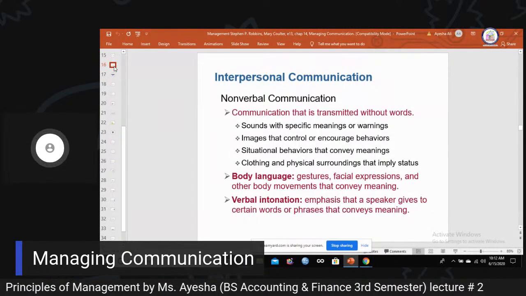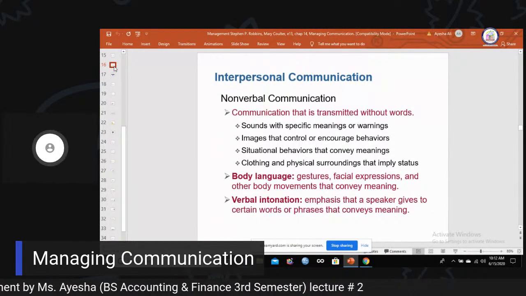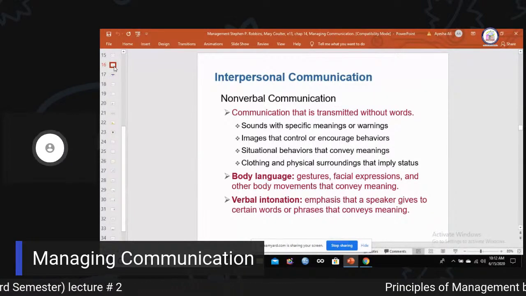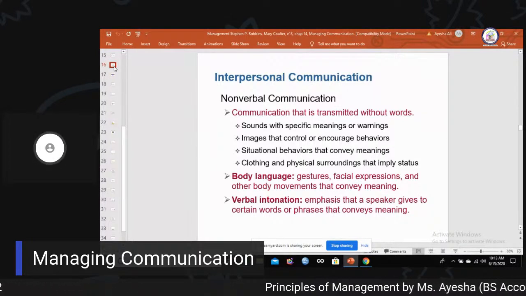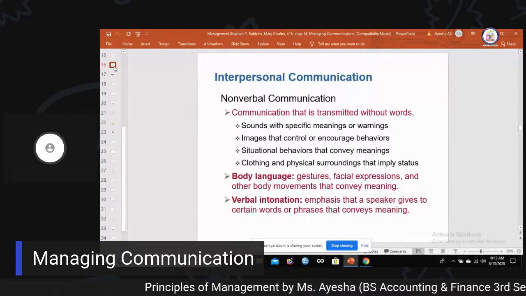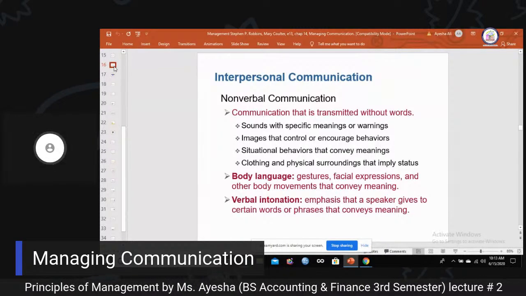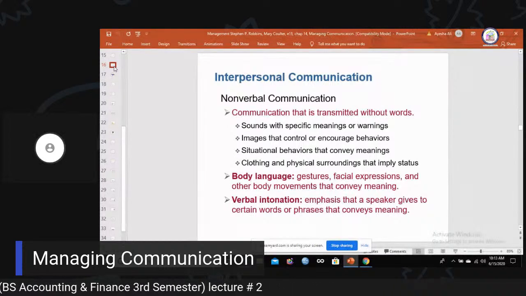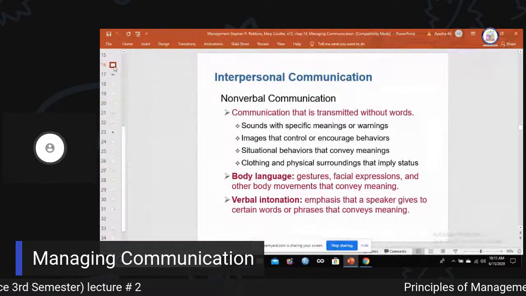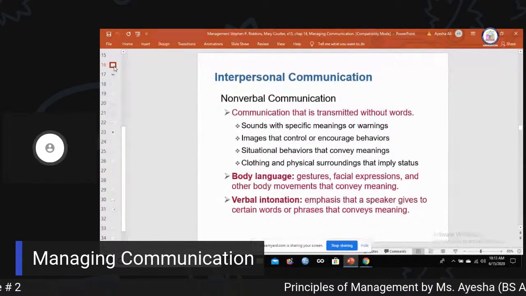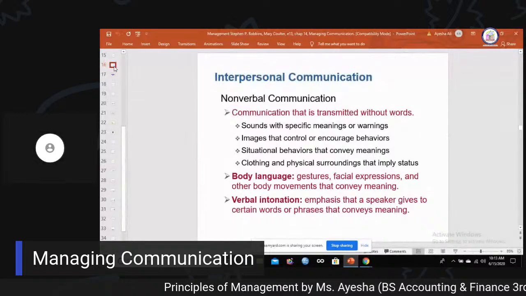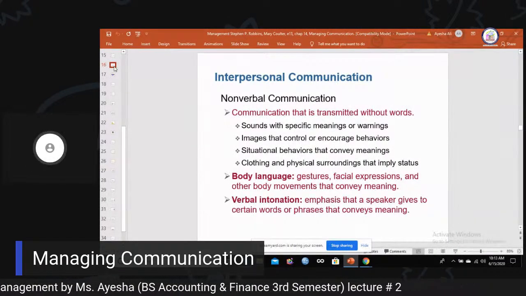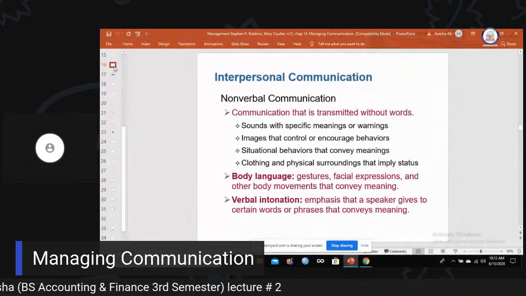If someone is smiling, we get the message he or she must be happy, must be feeling good, feeling some good vibes. And other body movements: if someone walks confidently and has a good posture, we understand that he or she is a confident person. So our gesture, our facial expression, and body movement all give us a message.